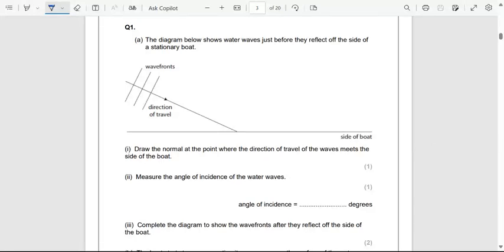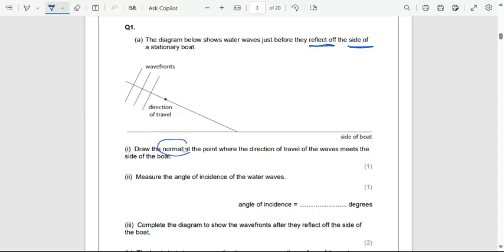Okay, so question one. It's all about water reflecting off the side of a stationary boat, right? Okay, so we know the law of reflection, don't we? It's that the angle of incidence is equal to the angle of reflection. So straight away, I've got a way into the problem.